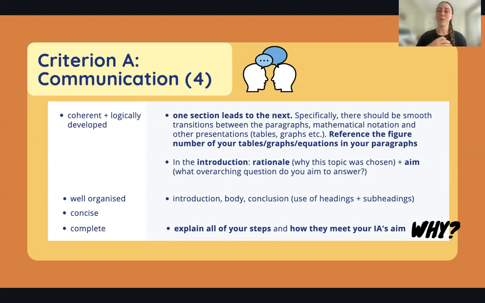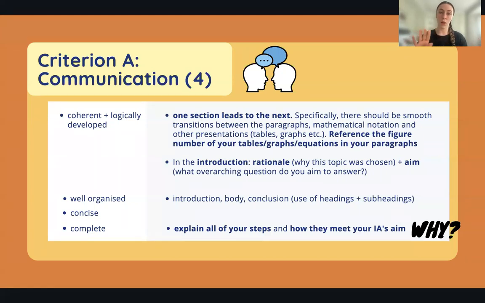So please, for the sake of your markers, it obviously makes sense to you because it's your IA, but you should always reference the figure number of your tables and your graphs in your paragraph. So say, I then carried out this formula, insert formula here, the results of which can be found in figure 2.